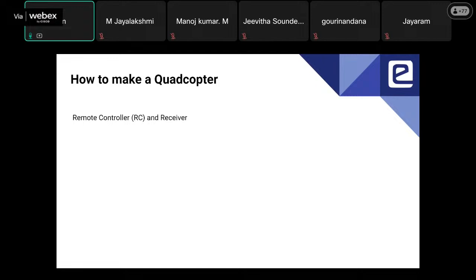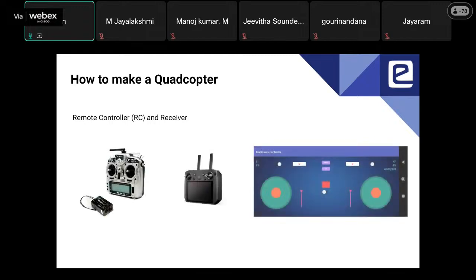Then the next thing is you want to control the drone. So there is a flight controller and there are motors, there is an ESC, there are main propellers. But someone has to send signals for the drone to know what to do and fly in what direction. For that, we use a remote controller or an RC controller. These are the remote controllers we use to fly the drones.